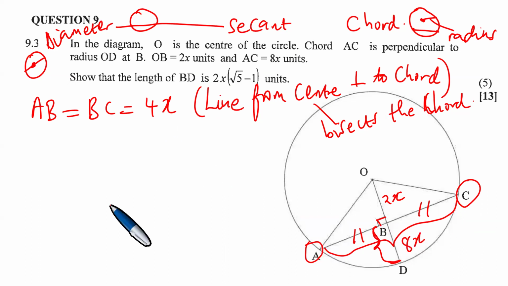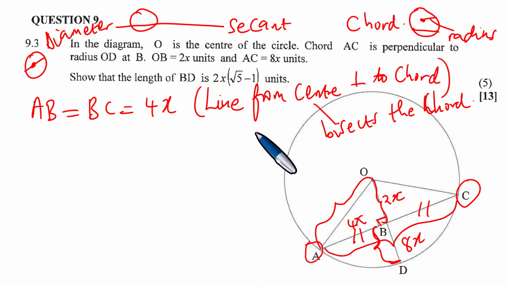Next. This one, we know it's twice x. This one is 4x. What is AO? Now, we want to find the radius.